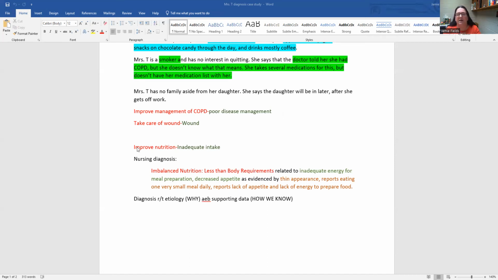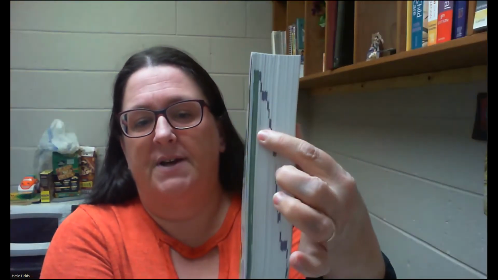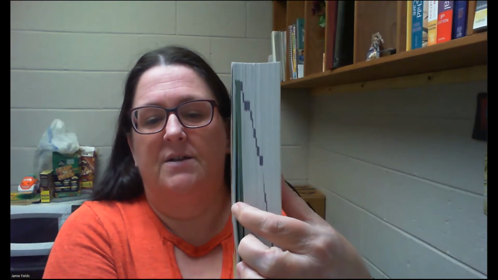So we think she's not getting enough nutrition. So I'm going to look in my NANDA book, my Ackley Nursing Diagnosis Handbook, and I'm going to look at nutrition related. Now, what if I don't know what words to look for? In this book, if you look at the spine, let me unshare for a second. If you look at the spine, these purple tabs are specific diagnoses. The green is a section that you can go and look something up and get a list of possible diagnoses to look at. So let's go look at nutrition.